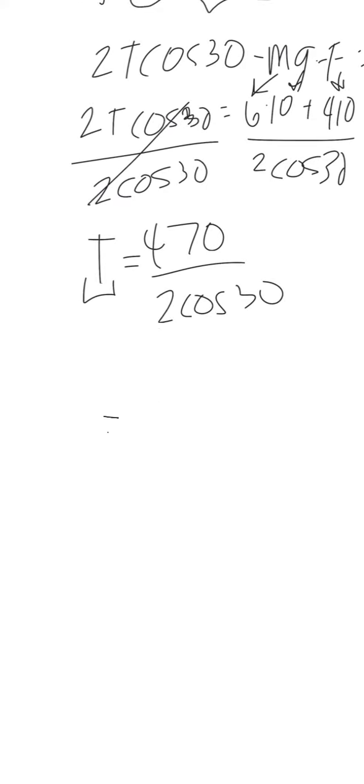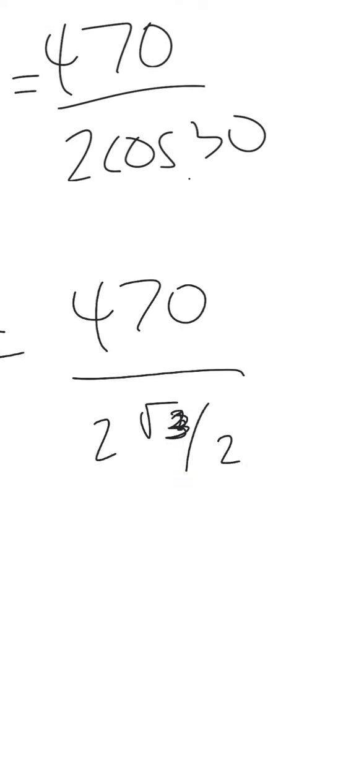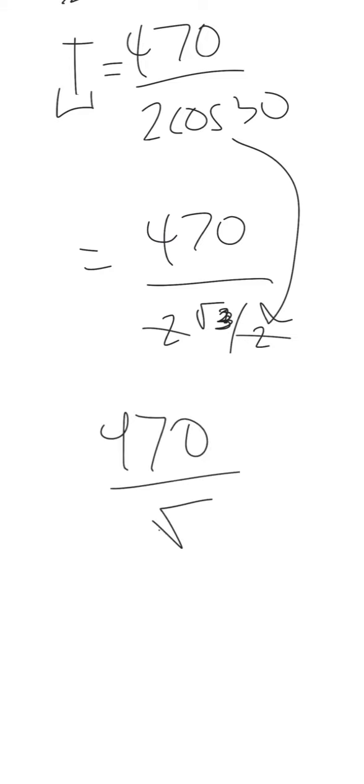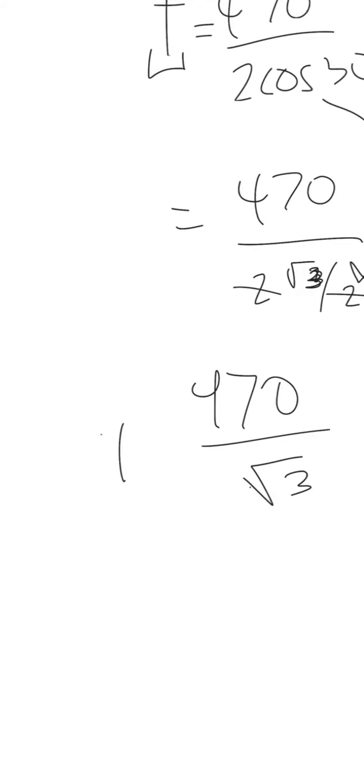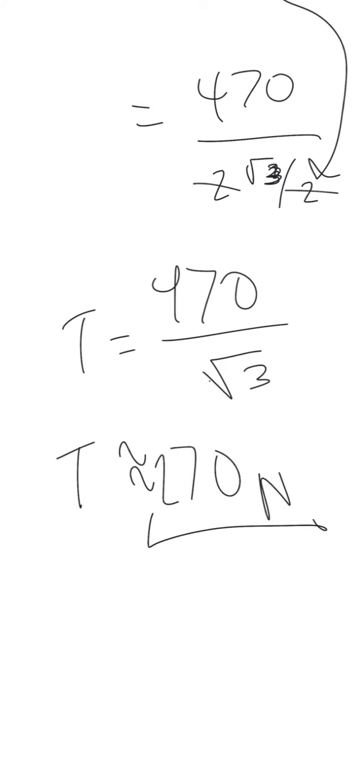So we have 470 divided by 2 times square root of 3 over 2. This is a 3. Because cosine of 30 is square root of 3 over 2. So we can cross out the 2's, and we have 470 divided by square root of 3. T is approximately 270 newtons. So that's how you find the answer for this question.